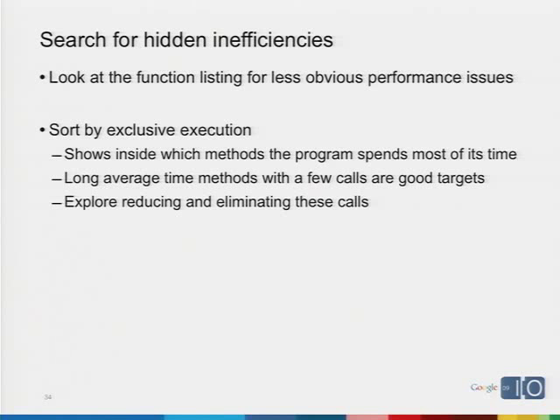So I started out sorting by exclusive execution time. Again, this shows just the time spent executing lines of code within an individual method. That means these are the methods where your program is spending most of its lifetime. Good targets to look for when you're looking for inefficiencies here are methods that have few calls, because then you have fewer code paths to worry about making sure your changes won't interfere with.